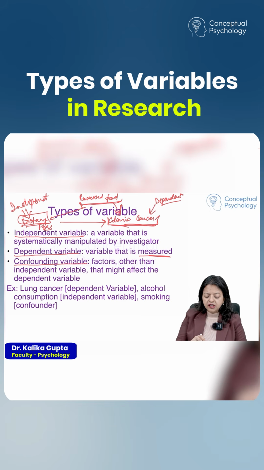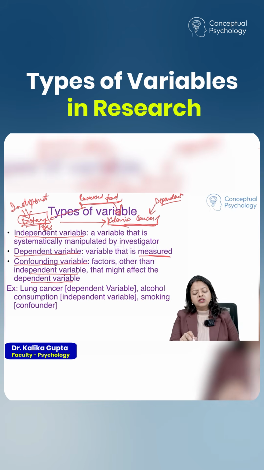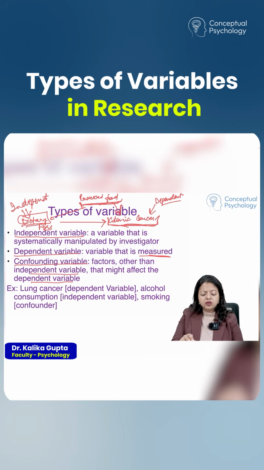Factors other than the independent variable that might affect the dependent variable. So it is a factor which is not an independent variable in our research, but it may affect the dependent variable. So this is called a confounding variable.